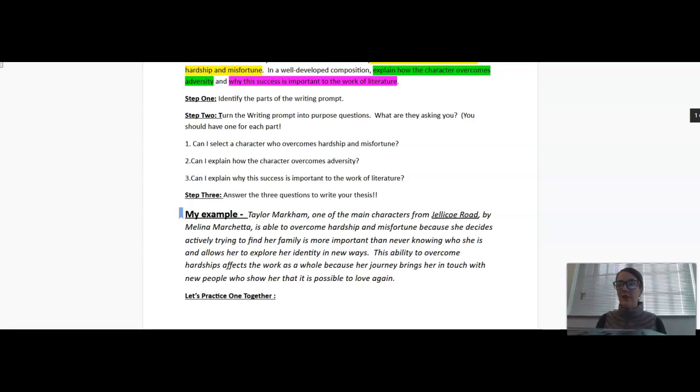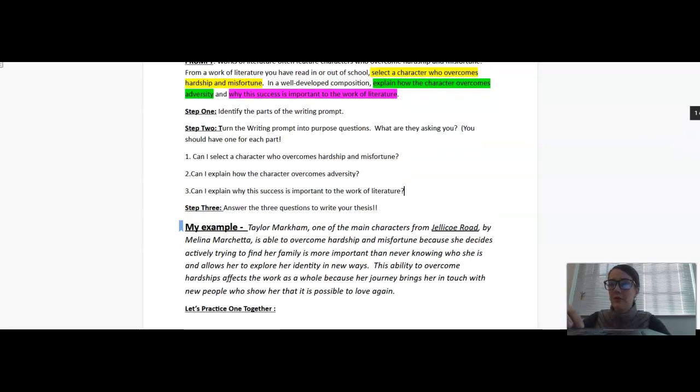So now I'm looking at this and I am going to color code it based on my 3 questions above that I color coded in yellow, green, and purple. Okay, so first is, can I identify a character who overcomes hardship and misfortune? So Taylor Markham is the name of the character, and we see here that we turn the prompt around into a statement that Taylor Markham is able to overcome hardship and misfortune. Okay, so yes, this part aligns with the yellow purpose question above. So I do have a character, and this character did overcome hardship and misfortune.